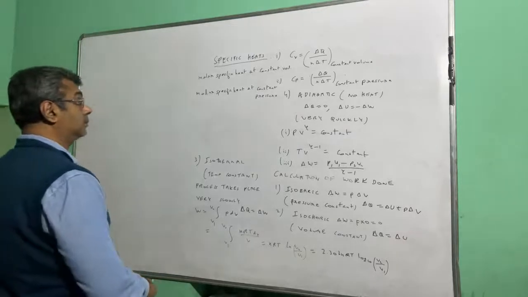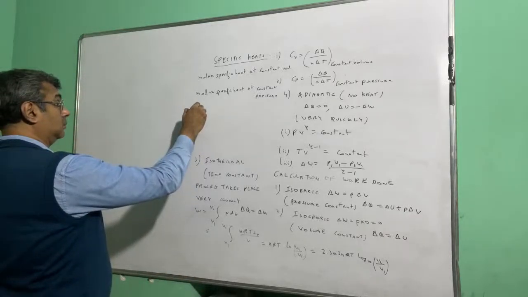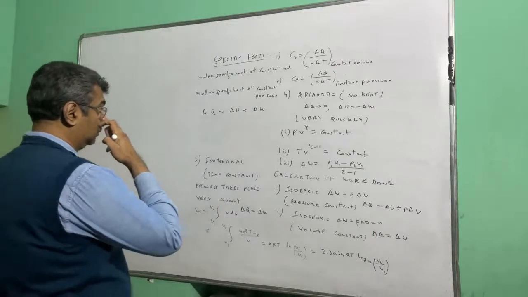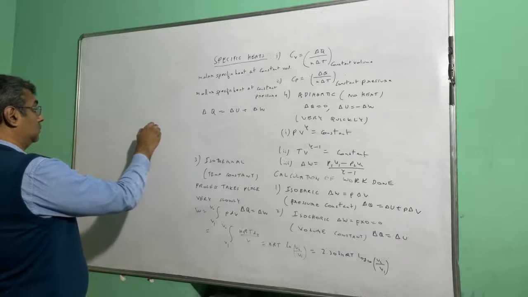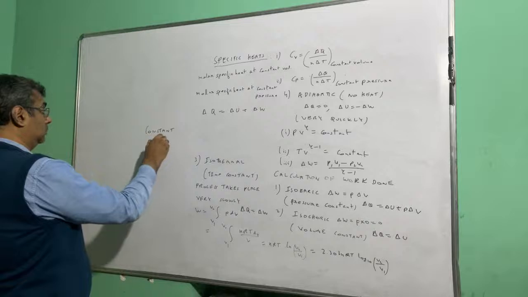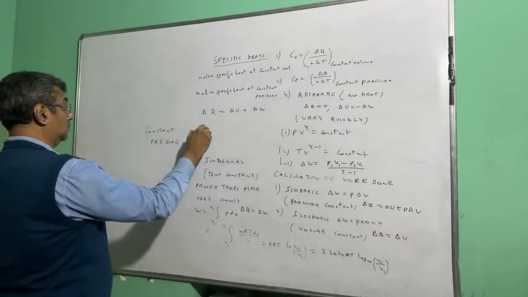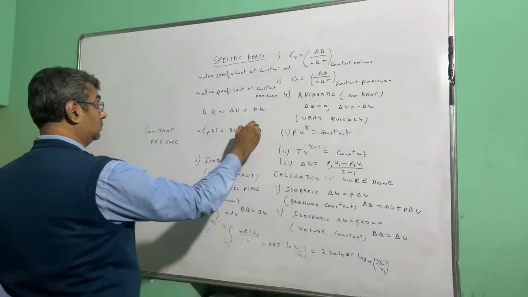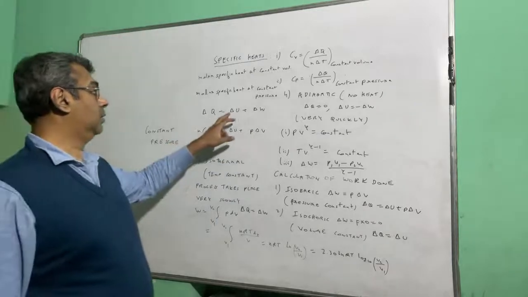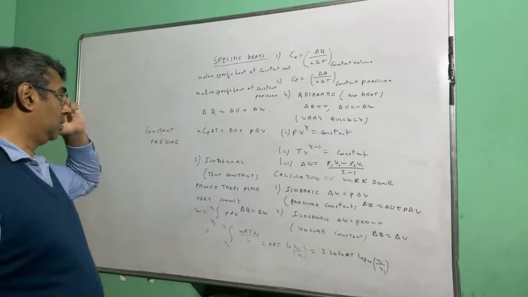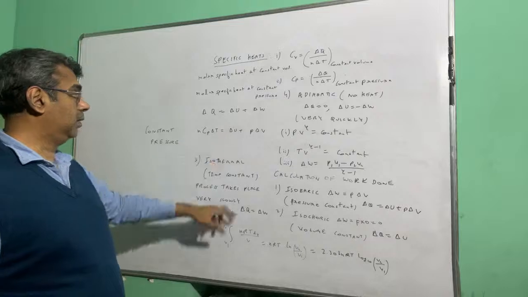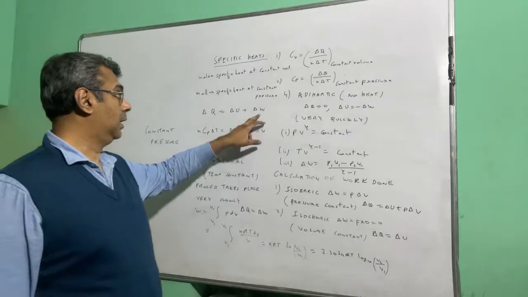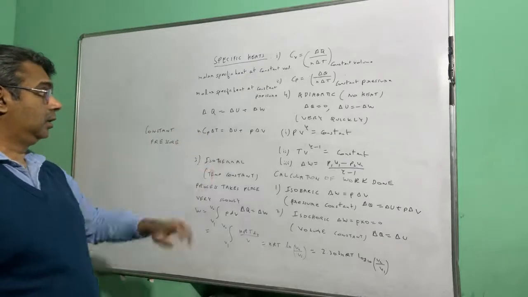Okay, now delta Q is delta U plus delta W. So if the process is taking place at constant pressure, then delta Q will be n into Cp into delta T, that is delta U plus delta W, and delta W will be P into delta V. It is constant pressure. So this will be the equation.